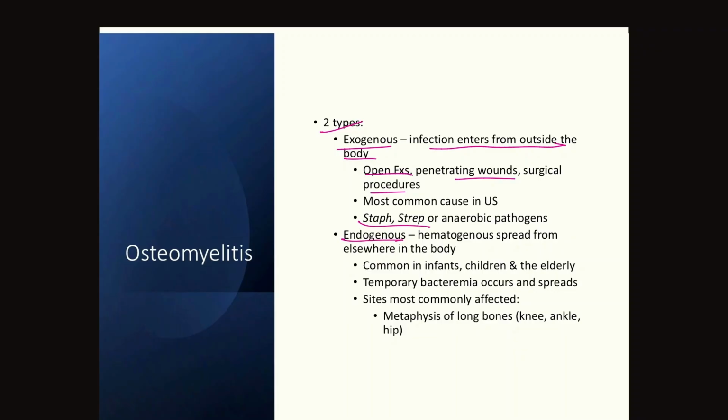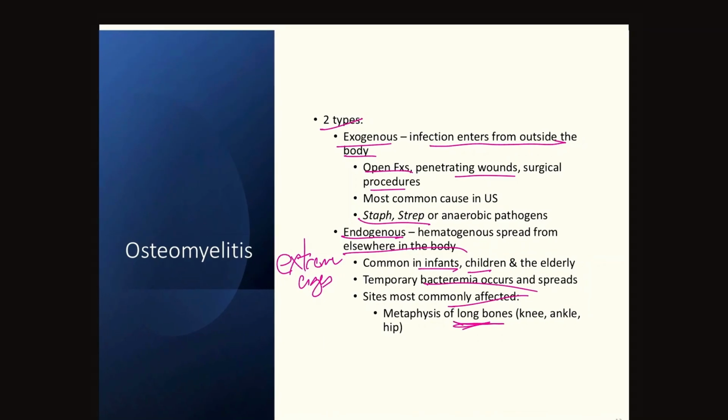Endogenous, it's spread from elsewhere in the body. This is going to be common in infants and children, and the elderly, so extreme ages. Temporary bacteremia occurs and spreads. The site most commonly affected are the long bones when it comes to endogenous sources.